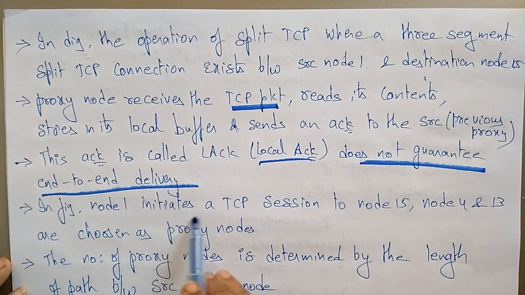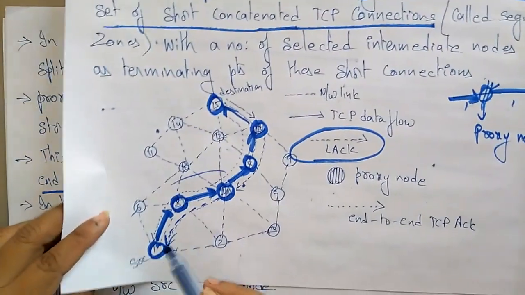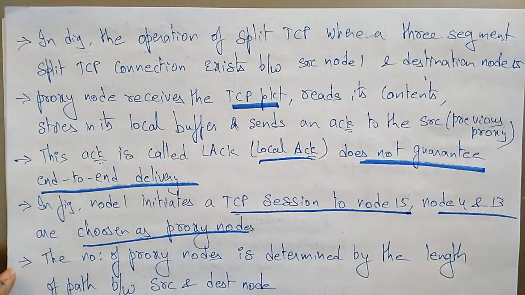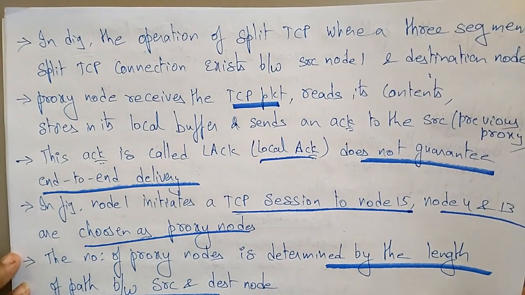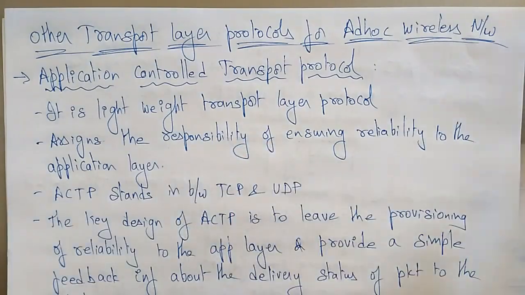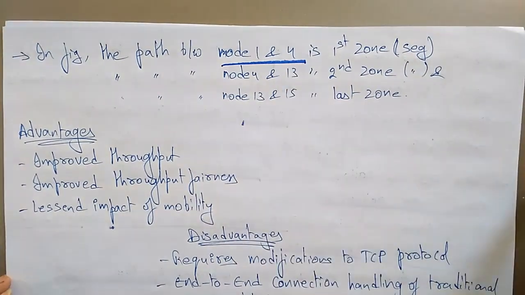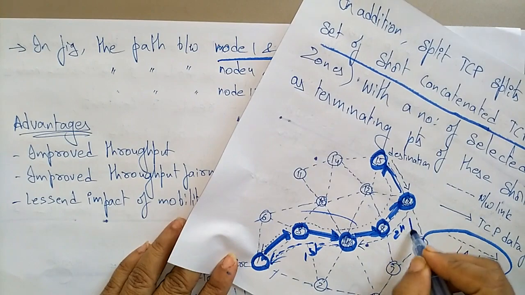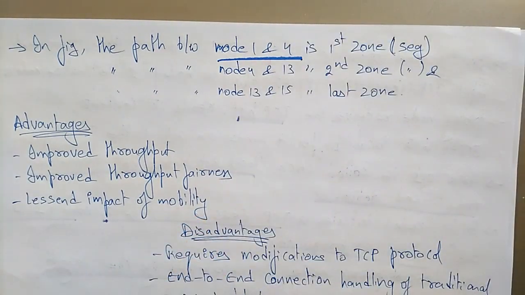In the figure, node 1 initiates the TCP session to node 15, and 4 and 13 are chosen as proxy nodes. So 1 is initiating the connection, 15 is the destination, and 4 and 13 are the proxy nodes. The number of proxy nodes is determined by the length of the path between the source and the destination node, that is, the length of the TCP path. In the figure, the path between node 1 and 4 is the first zone, between 4 and 13 is the second zone, and 13 and 15 is the third zone. Total 3 segments are there.